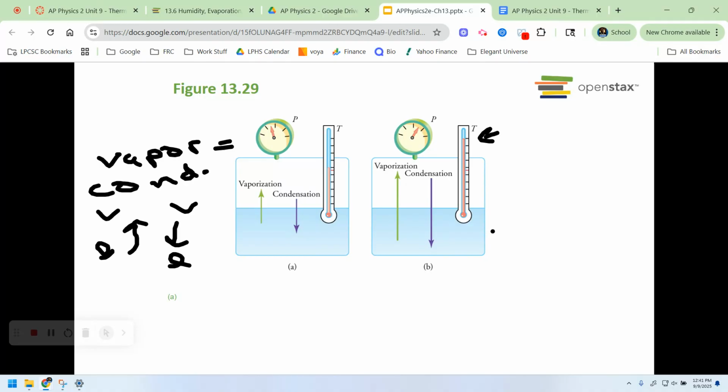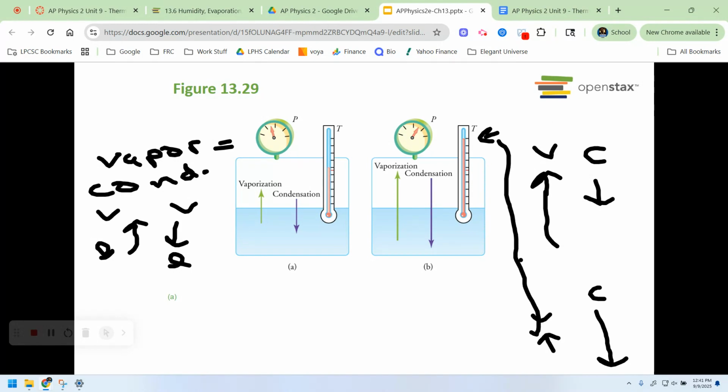Now there is a point where you can have a very high rate of vaporization and a very low rate of condensation, and vice versa. You can have condensation at a higher rate than your vaporization. So you can have a vaporization that's like this, and then you can have condensation that's much larger. This is not equilibrium.